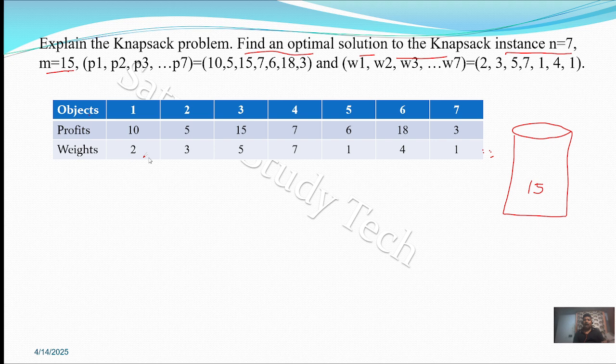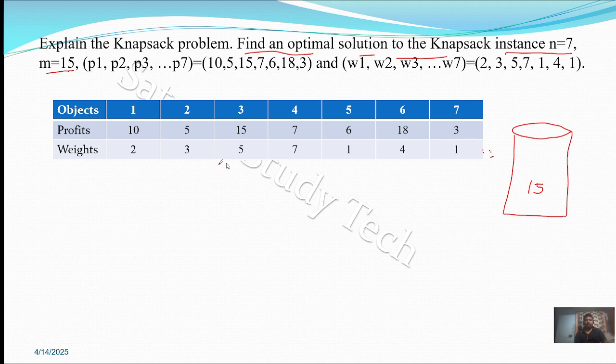If all the object weights are less than or equal to 15, there is no problem. You can choose all the objects, collect them, and get the total profit. But here the total weight is more than the bag capacity, so the problem starts. This problem is solved by using the greedy method. You already know what the greedy method is; you can watch the previous videos.